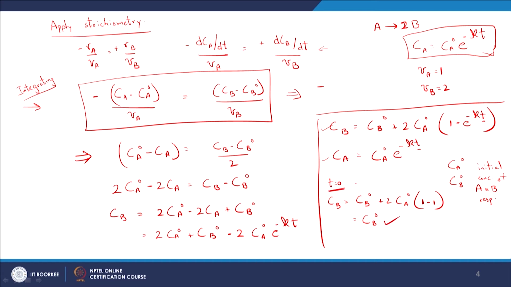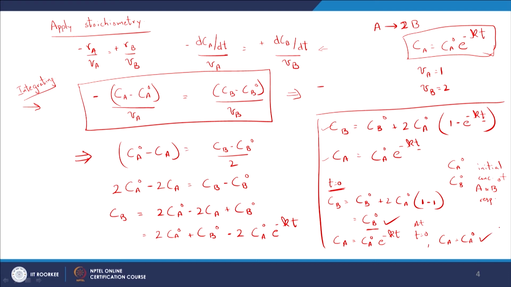At time equal to 0, Cb equals Cb naught. That is something that we know, so that is a check, not a solution. And similarly here, if I plug into Ca equal to Ca naught into e to the power of minus kT and plug in time equal to 0, what will that be? We will see again Ca equal to Ca naught, and that again is a check.